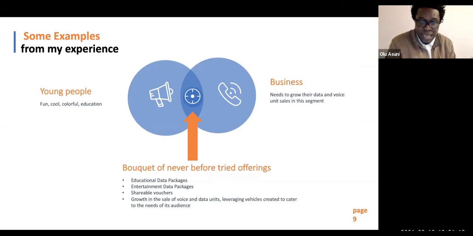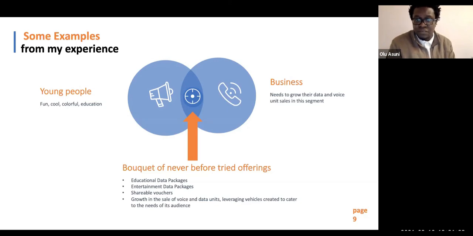So what we ended up with is a bouquet of never before tried offerings in the history of mobile network operators. We started to have educational data packages. We started to have entertainment only data packages. We started to have shareable vouchers, so I can buy entertainment vouchers and send it to my friend, so he can come up on WhatsApp and have a chat with me and all that.